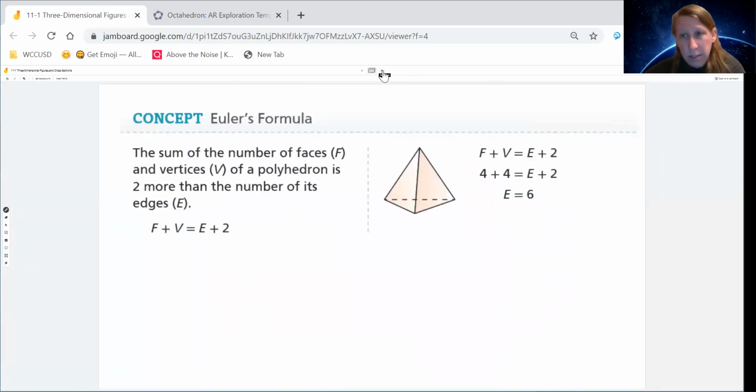He's really famous. He was a Swiss mathematician, like I said. And he came up with this formula, which always holds for all polyhedra. And that is, if you know the number of faces and the number of vertices, and you subtract 2, that's going to give you the number of edges. So that's kind of a fun formula to know. It's an interesting relationship that happens with 3-dimensional figures.